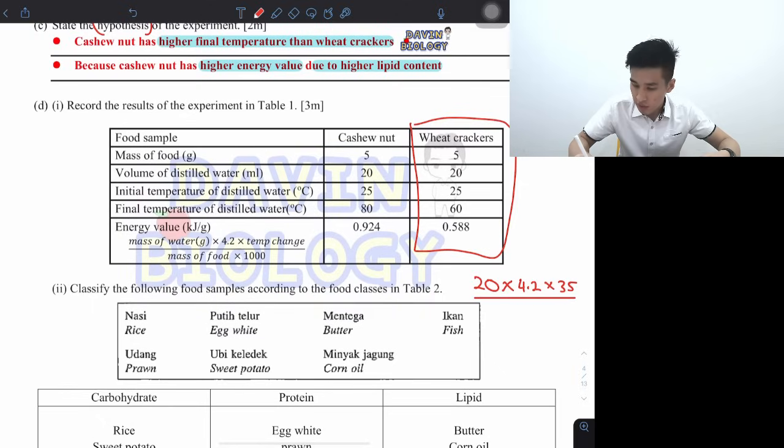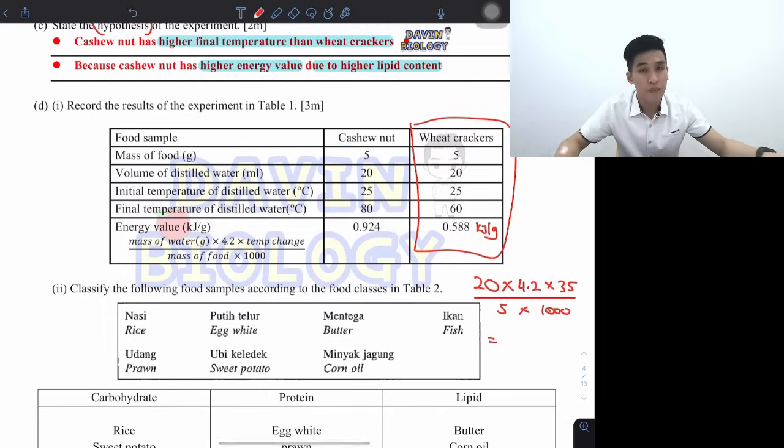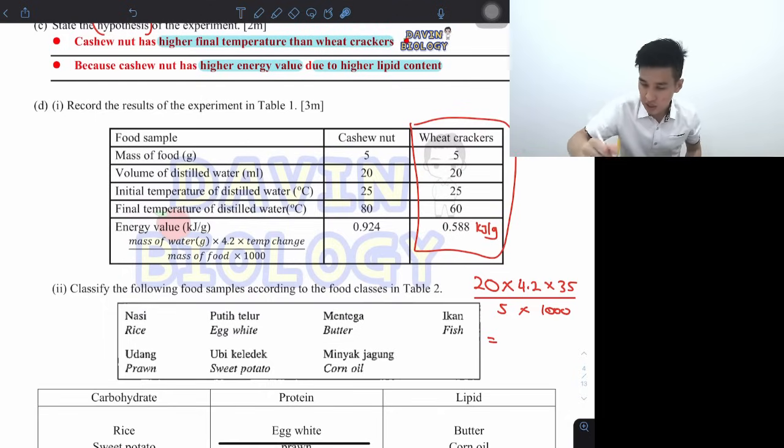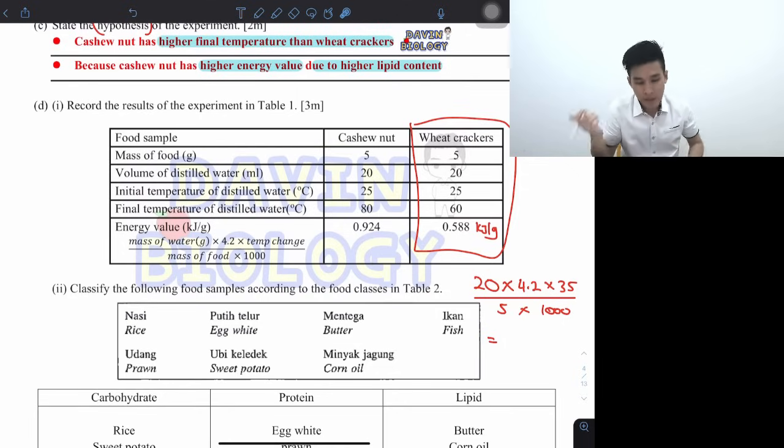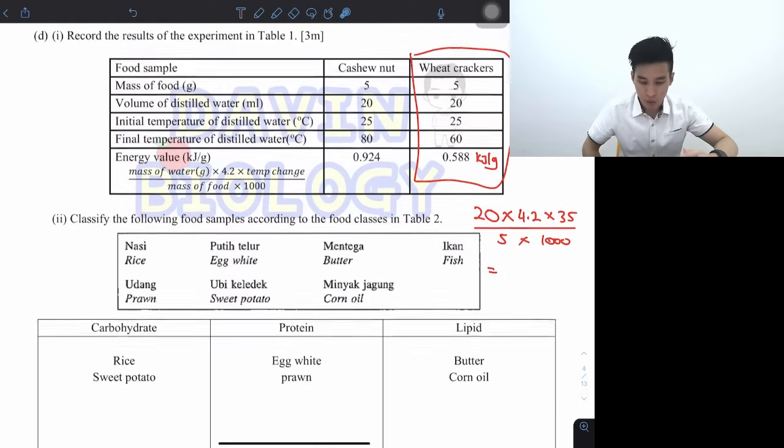And then divided by mass of food, 5 gram times 1000. So you get 0.588 kilojoule per gram. If they didn't give you the unit, that is the unit, kilojoule per gram. So this is kilojoule, this is per gram. Okay?